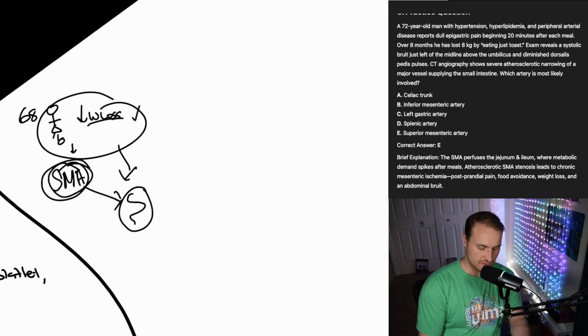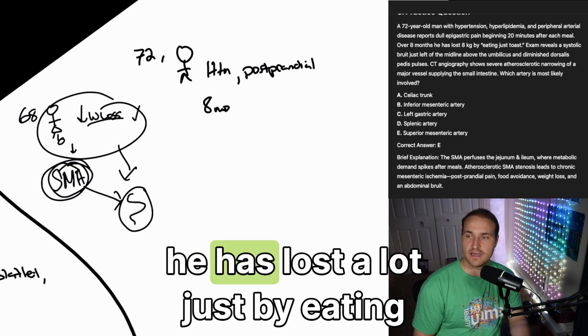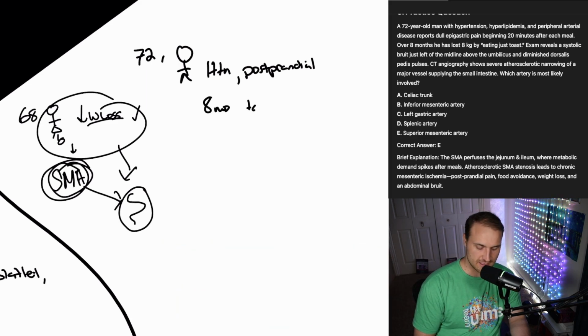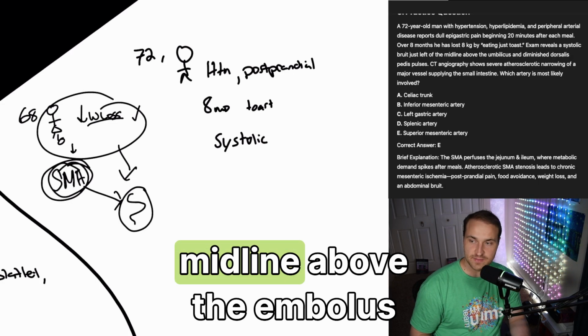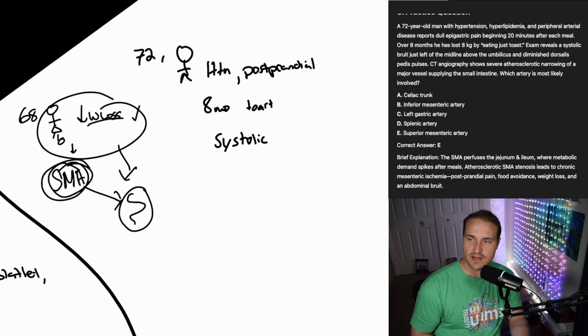Just to really drive this home, we'll do another question. 72-year-old man. This guy's got hypertension. Also, he's got epigastric pain, postprandial as well. Over 8 months, he has lost a lot of weight just by eating toast, he says. Just a big toast guy. And exam shows a systolic bruit, just midline above the umbilicus, and diminished dorsalis pedis. CT shows atherosclerotic narrowing of the major vessels. Which artery is involved? Again, SMA.